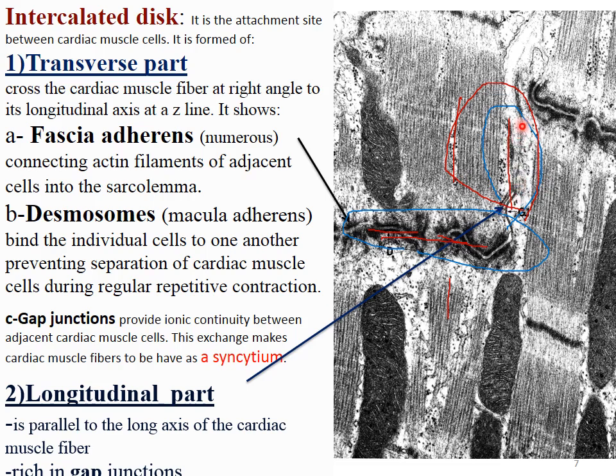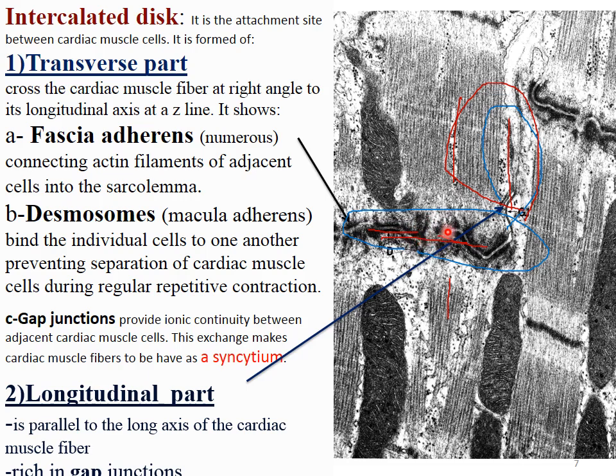Transverse part of intercalated disc contains three junctions: 1. Fascia adherens. 2. Desmosome junction. 3. Gap junction. Fascia adherens junctions are numerous. What is their importance? The importance of fascia adherens is connecting actin filaments of adjacent cells to the sarcolemma.